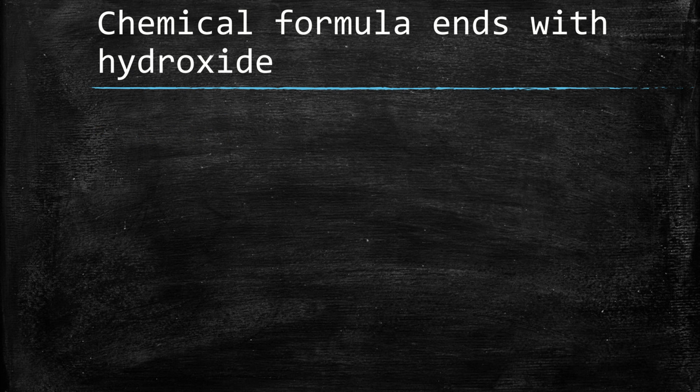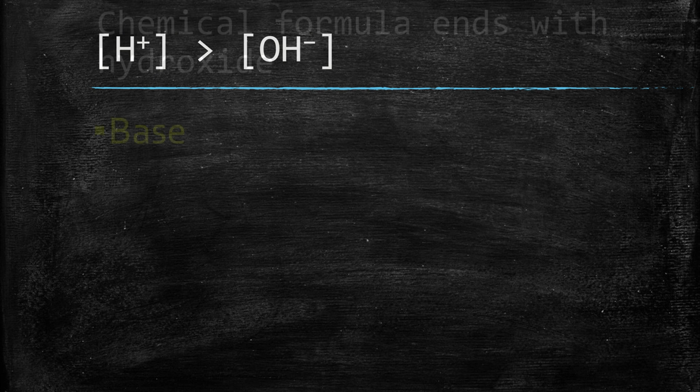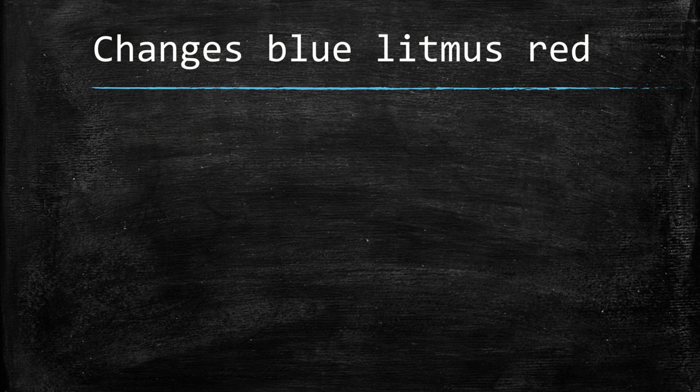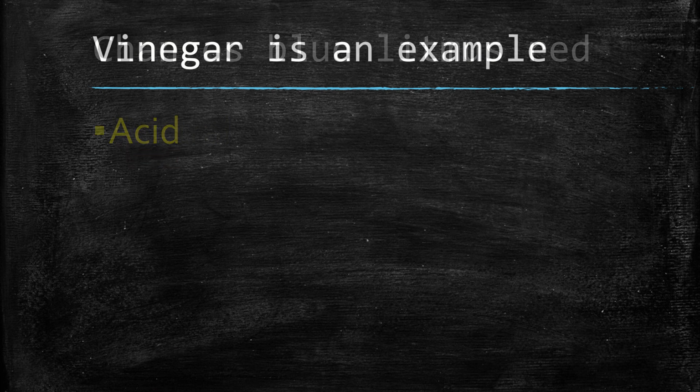A chemical formula that ends with a hydroxide, that's a base. If there's more H plus than OH minus, that's an acid. If they're equal to each other, that would be neutral. Changes blue litmus paper red, that would be acid. Vinegar is an example. That's something we add to food, something we can consume, so that would be acid.